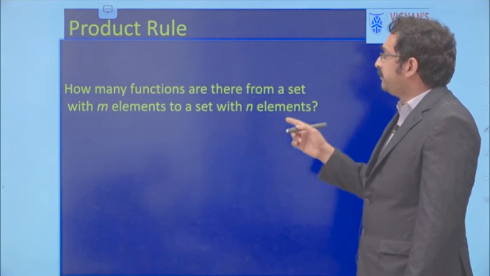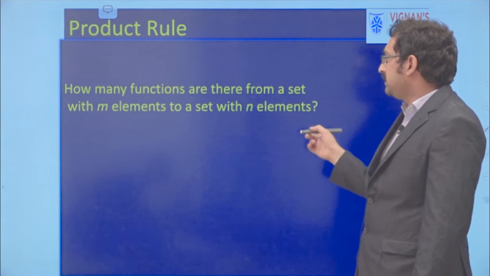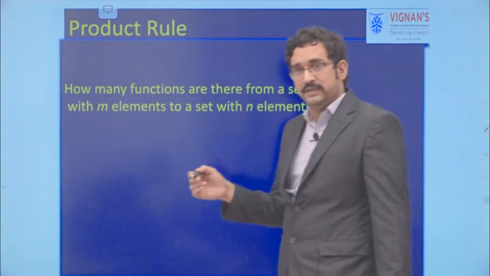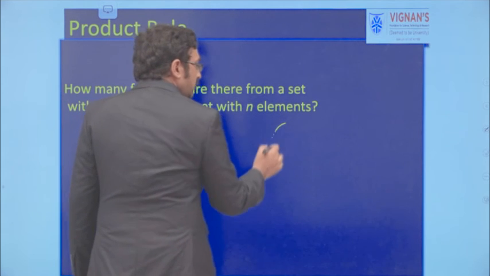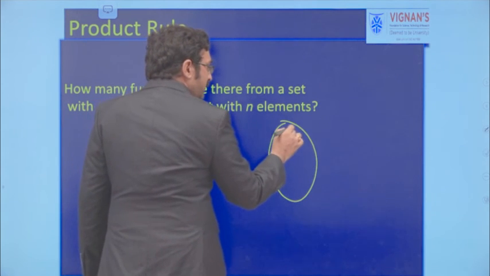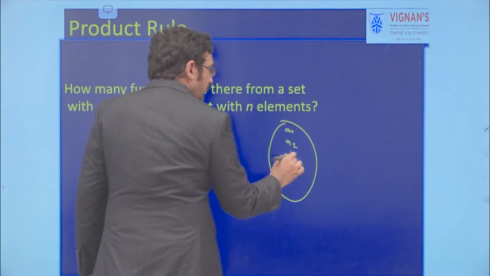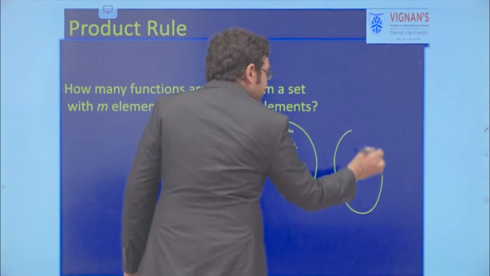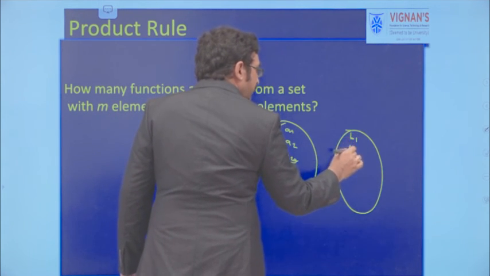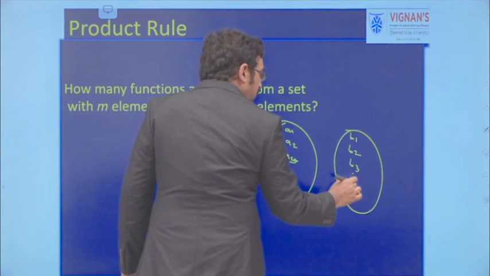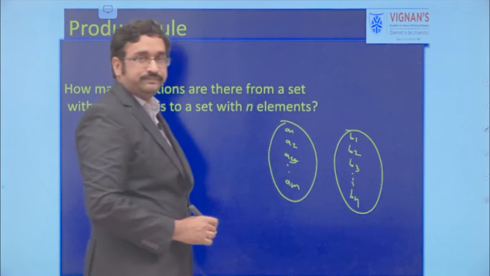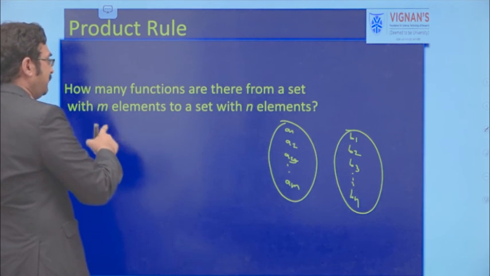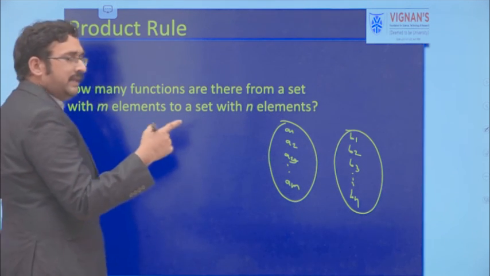Next, see one more problem. How many functions are there from a set with m elements to a set with n elements? For example, a set is containing m elements, a1, a2, a3 and so on, am. And another set is containing n elements, b1, b2, b3 and so on, bn. So what is the problem? How many functions are there from a set with m elements to a set with n elements?